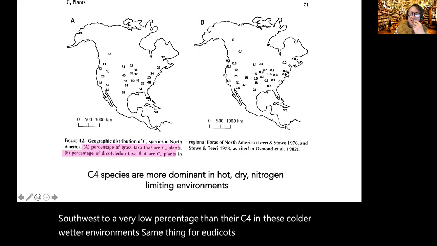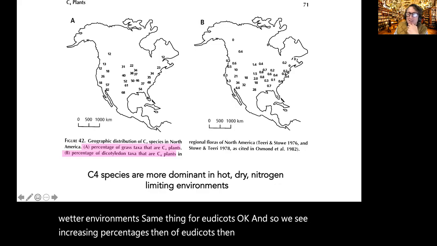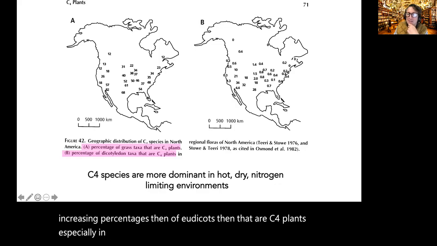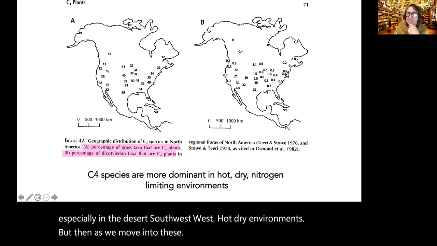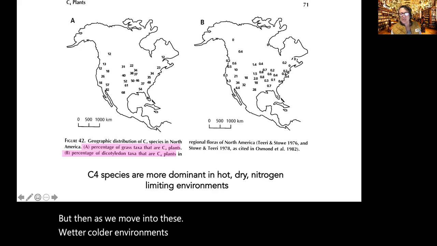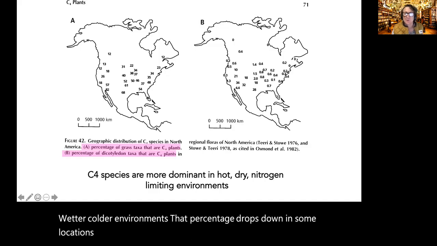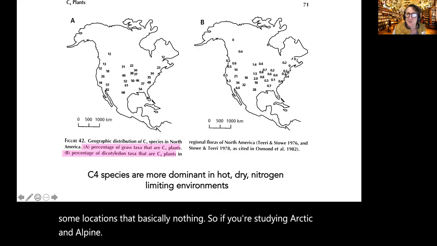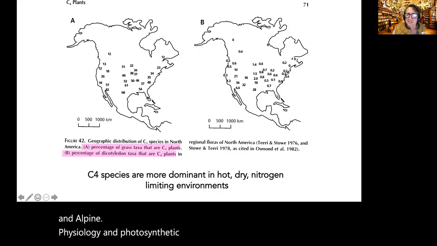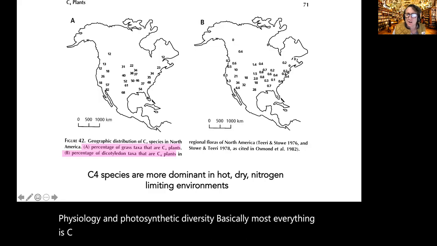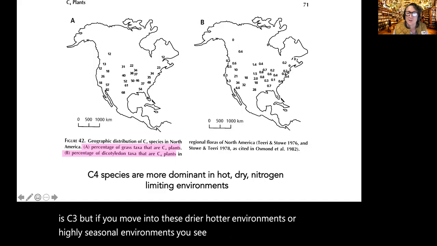And so we see increasing percentages of eudicots that are C4 plants, especially in the desert Southwest, hot, dry environments. But then as we move into these wetter, colder environments, that percentage drops down in some locations to basically nothing. So if you're studying Arctic and alpine physiology and photosynthetic diversity, basically most everything is C3, but if you move into these drier, hotter environments or highly seasonal environments, we see increases in C4 photosynthesis, as well as CAM.